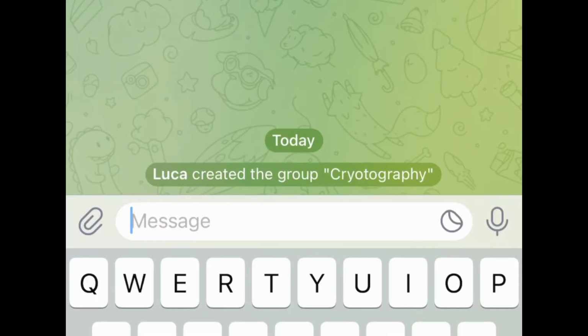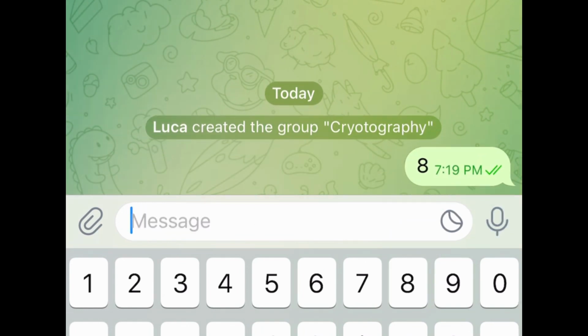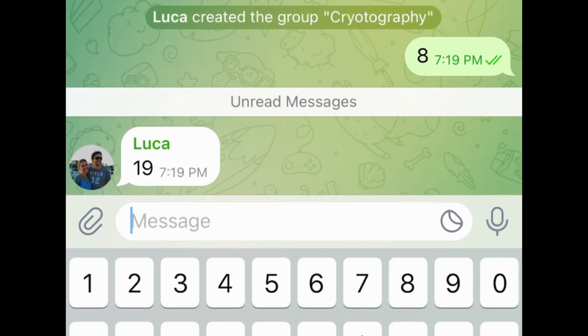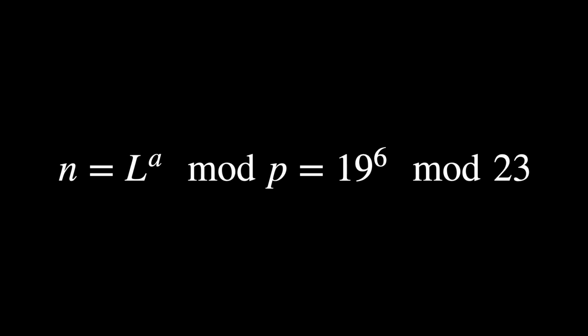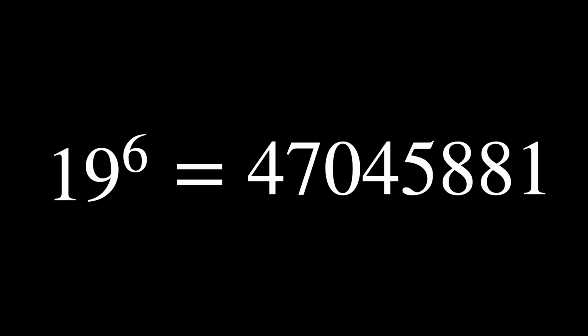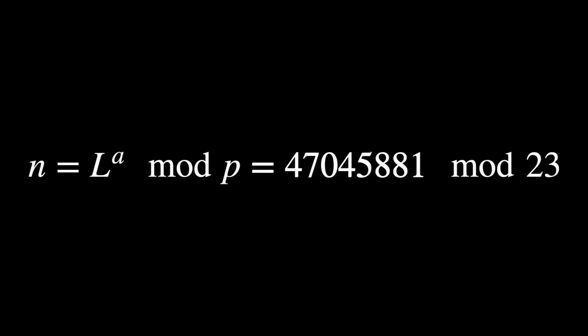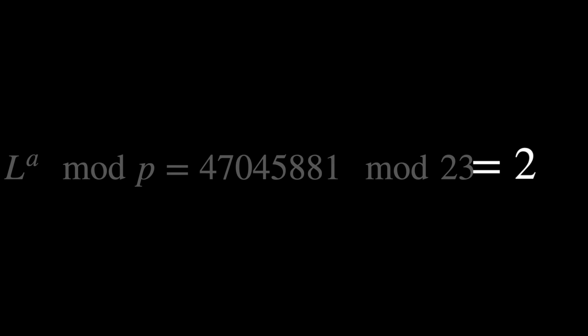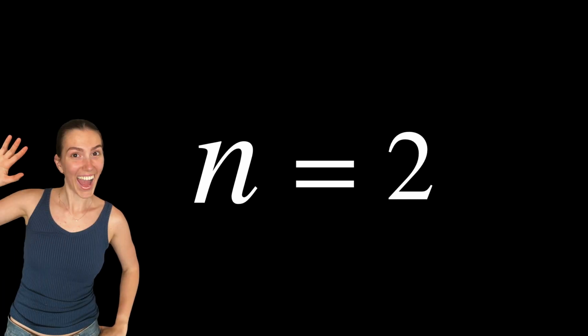Now, say we shared the code with each other. Sophia sends me 8, and I send her L, which is 19. Sophia receives L and computes N equals L to the power of A mod P, or 19 to the power of 6 mod 23. Computing 19 to the power of 6 gives this number, and this number mod 23 results in 2. Sophia finds the shared secret key N to be 2.